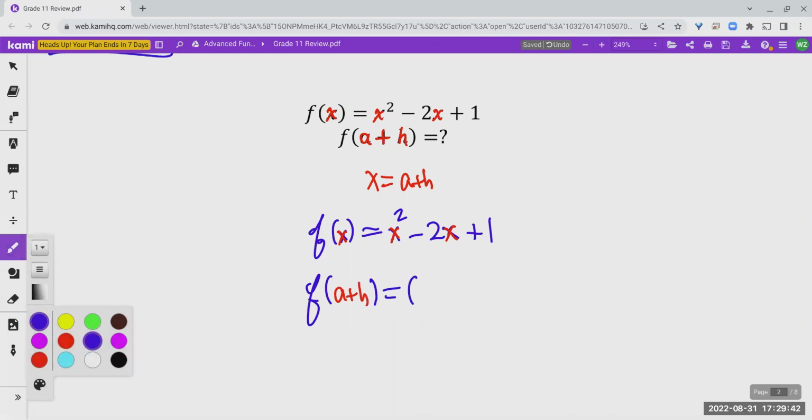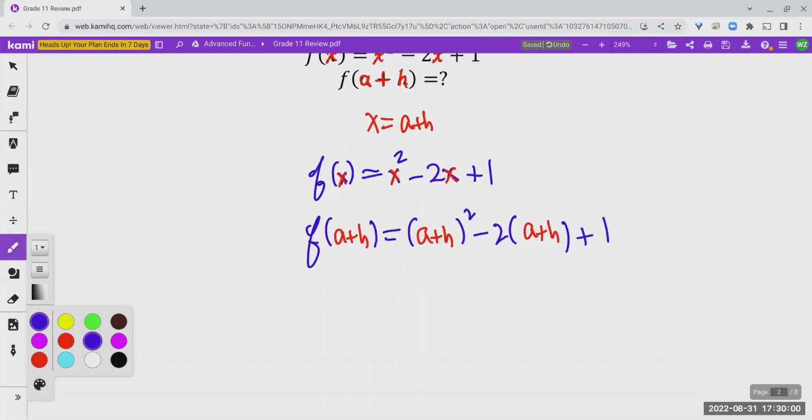That is equal to, again, okay, now I need brackets, because you have a plus h. If you don't have brackets, you're only squaring the h. So (a plus h) squared, minus 2 times (a plus h), plus 1. There it is.